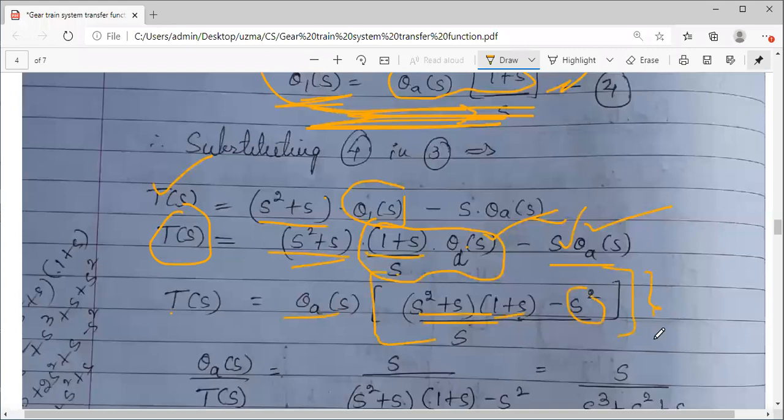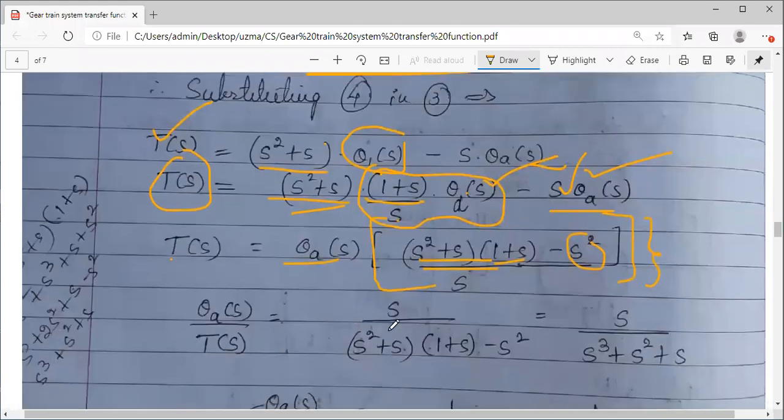Now take the ratio theta by t, output by input. The numerator and denominator, exchange them. And denominator further, you can go for simplification. A plus b, a plus c plus d. Solve both these brackets, minus s square. You will get s cube plus s plus s. You can verify it later. When you multiply these terms, denominator term, you will get this.